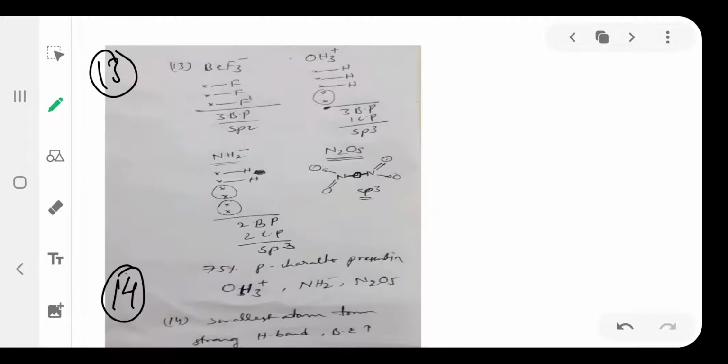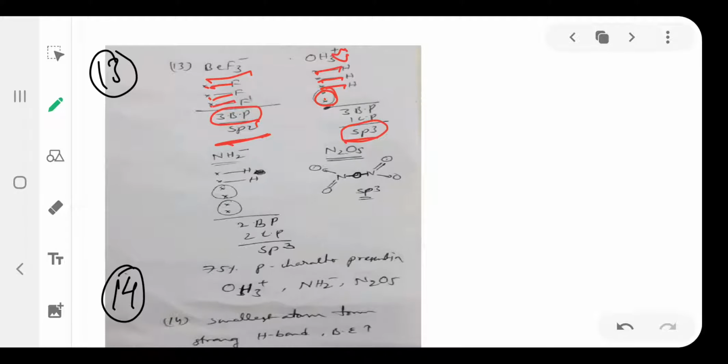See here, BF3 minus: boron has 3 electrons, 1, 2, 3. 3 electrons form bonds with 3 fluorines, 3 bond pairs. So hybridization is sp2. Oxygen: total number of electrons 6, 1, 2, 3, 4, 5. Plus charge is there, so out of 6, 1 electron is lost, only 5. Out of 5 electrons, 3 form bonds with 3 hydrogens. The remaining 2 electrons are a lone pair. Total 3 plus 1, 4, so sp3 hybridization.